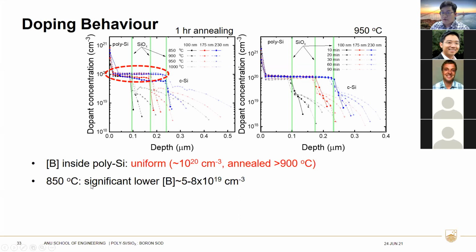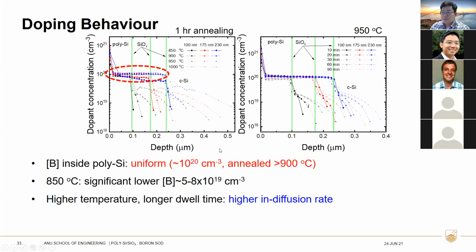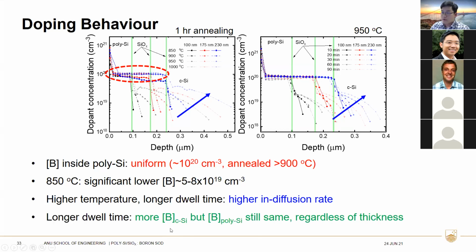For 850 degrees, we see significantly lower boron concentration, around 5 to 8 times 10 to the 19. So we see here higher temperature and longer dwell time give a higher in-diffusion rate into the crystalline silicon substrate. And longer dwell time shows more boron concentration inside the crystalline silicon substrate, but the boron concentration in the polysilicon film is still the same, regardless of the thickness.